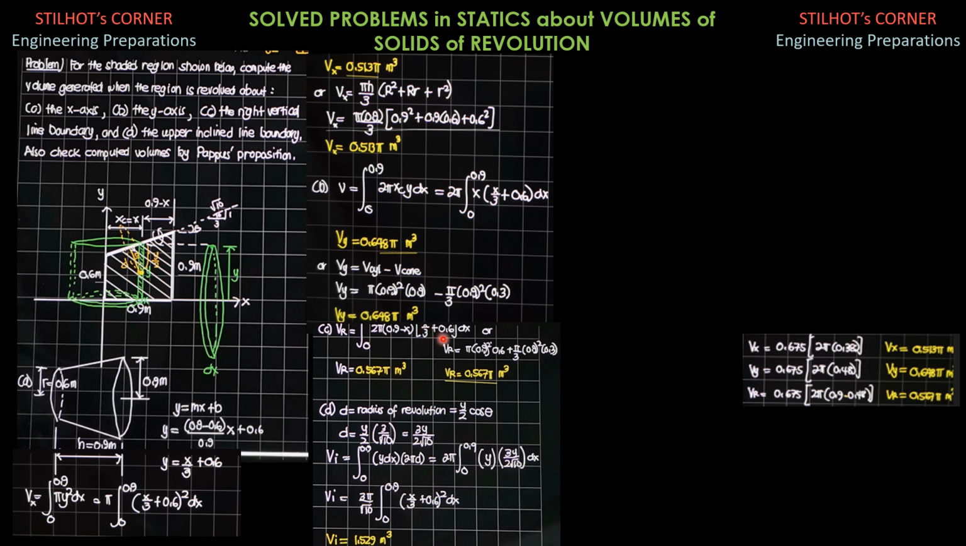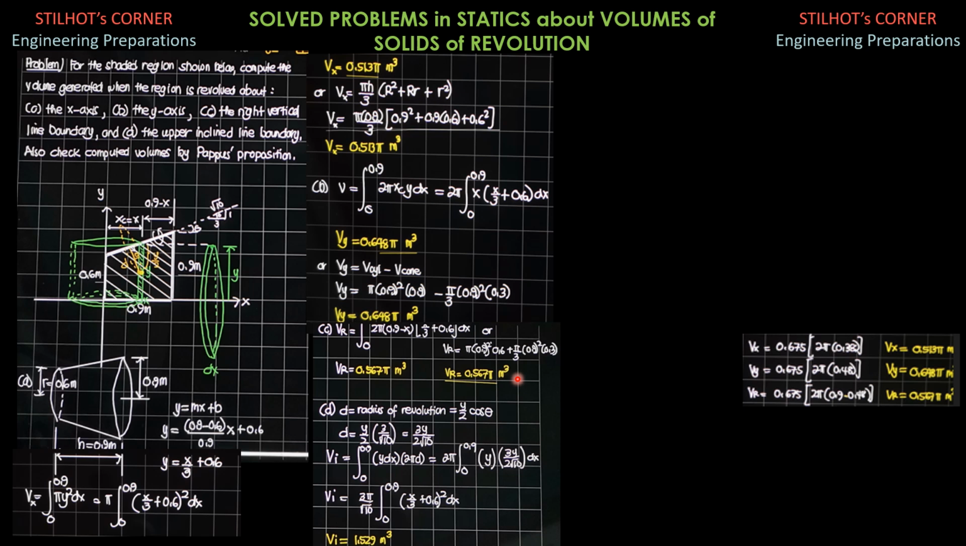x over 3 plus 0.6, that's y, dx. Using your calculator, it is 0.567 pi cubic meter. As I said, as anticipated, it is the volume of a right circular cylinder of radius 0.9, height 0.6, plus the volume of a cone of radius 0.9, height 0.3, if this triangle is revolved about this axis. So pi times 0.9 squared times the height of the right circular cylinder 0.6, plus the volume of the cone, pi over 3, radius 0.9 squared times 0.3. So it is also 0.567 pi cubic meter.